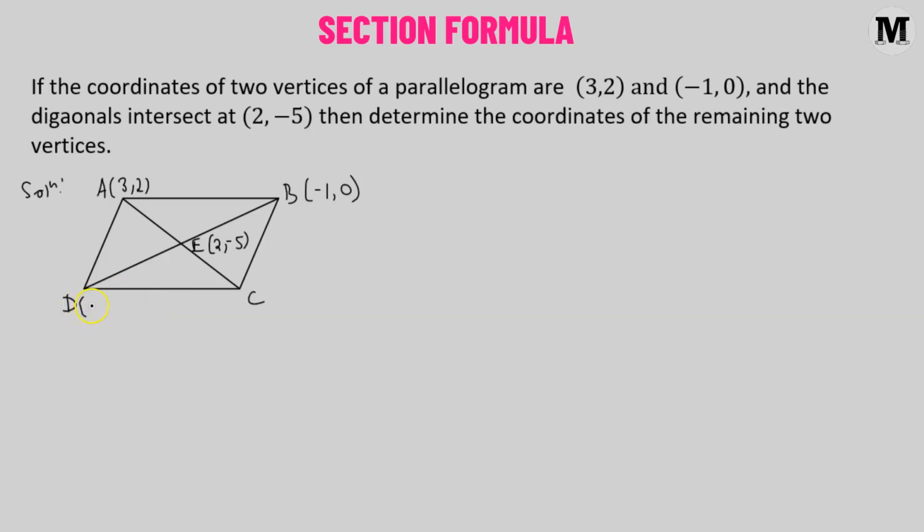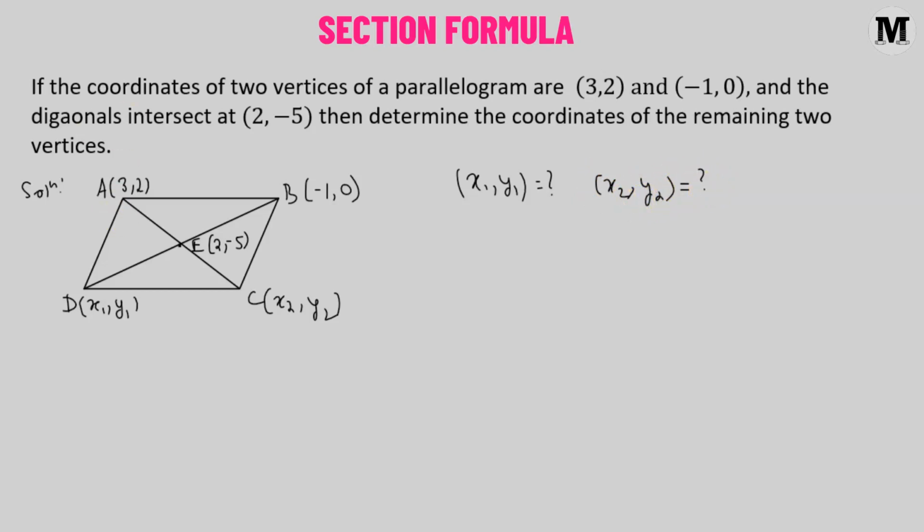So let's say the coordinates of D, let it be (x1, y1), and coordinates of C, let it be (x2, y2). Our goal will be to find out the values of x1, y1, and we also need to find out x2, y2. So the question is, how shall we proceed?